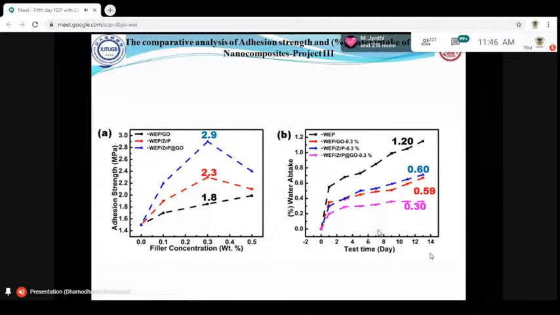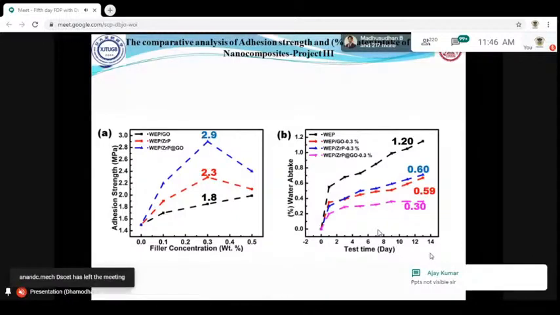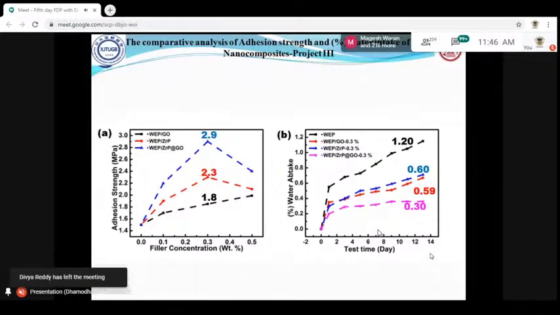So we conclude that when the zirconium phosphate decorated GO is with the WEP, we have got an adhesion strength of around 2.9 megapascal. As compared with the other two, it is very high. In the same way, the water uptake test was conducted for 14 days, and after 14 days we got only 0.30% water uptake with the zirconium phosphate decorated GO with WEP. This indicates that the micropore structure and the sheet structure, I mean the aligned arrangement of the as-prepared and incorporated zirconium phosphate decorated GO, can shield the electrolyte from entering inside the surface, because the sheet structure is shielding. That's why we are getting very low water uptake.